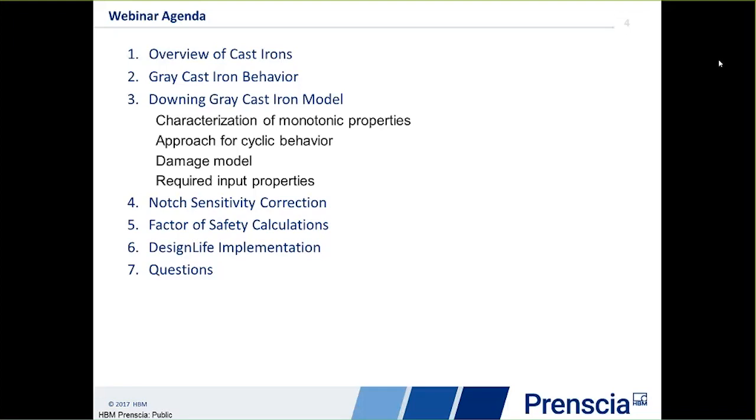We'll then just touch on notch sensitivity, because gray cast iron tends to be very notch insensitive, so this correction actually is important in the calculations. And because many of the applications for gray cast iron, especially for powertrain, tend to be long life situations, we'll look at factor of safety calculations as well, because many times those are used along with the fatigue calculation. And then finally look at the implementation inside DesignLife. And at that point, we'll open it up for questions.